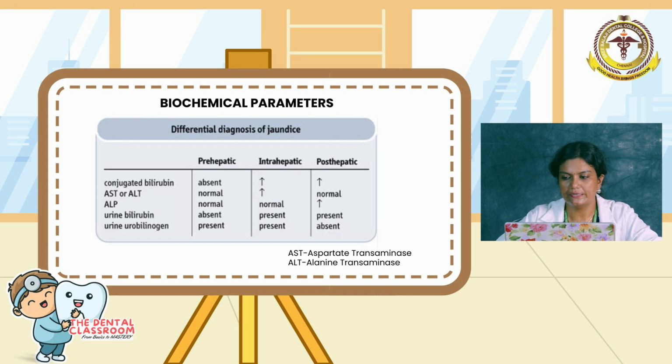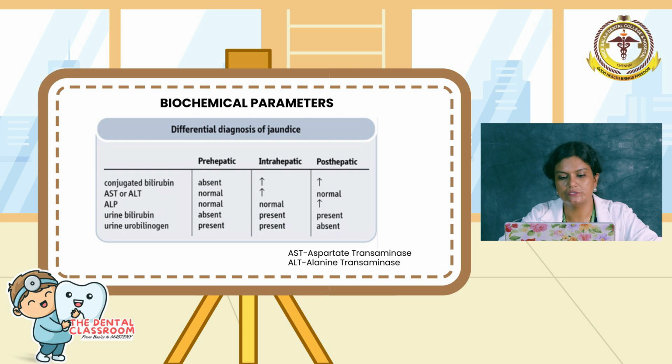What are the other biochemical tests which will help us identify or distinguish between the three kinds of acquired jaundice, namely prehepatic, intrahepatic and posthepatic? The first one, as we discussed, is the presence of conjugated and unconjugated bilirubin. Secondly, there are certain enzymes which are of clinical significance in distinguishing between the three types of acquired jaundice. The first enzyme is AST. AST stands for aspartate transaminase and ALT stands for alanine transaminase. Both AST and ALT levels will be normal in case of prehepatic jaundice. It will be elevated in case of hepatic jaundice, and it will be again normal in case of posthepatic jaundice.